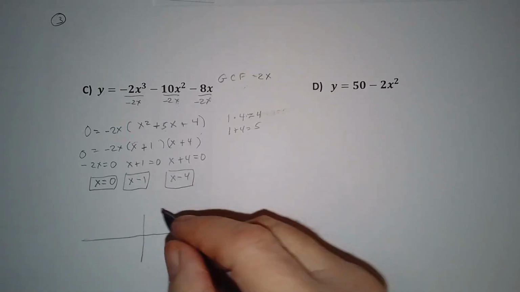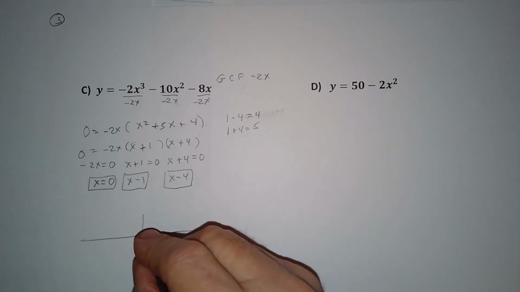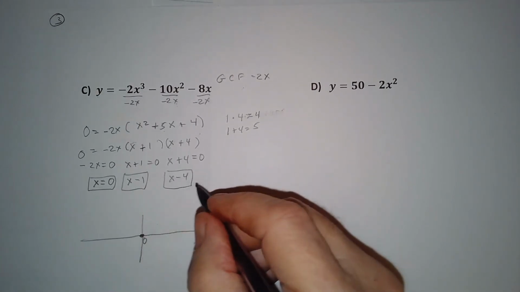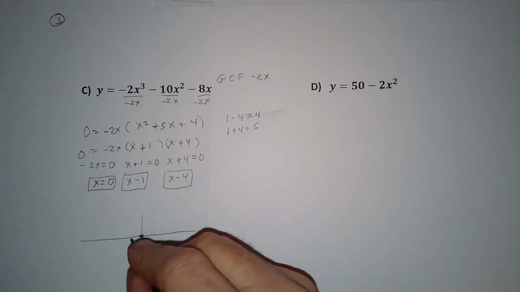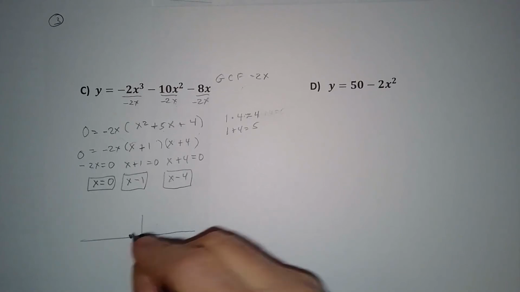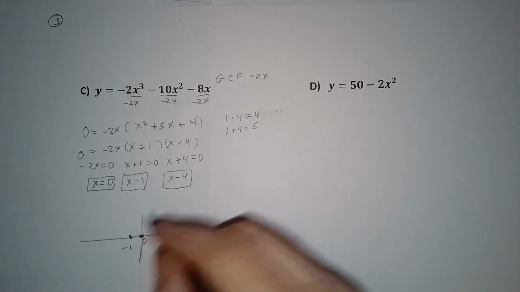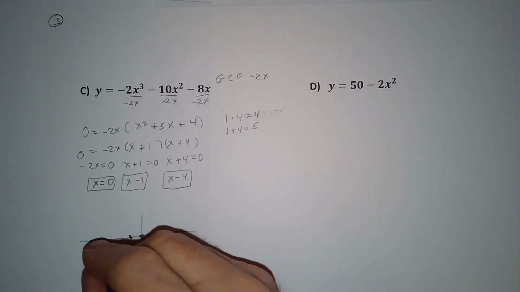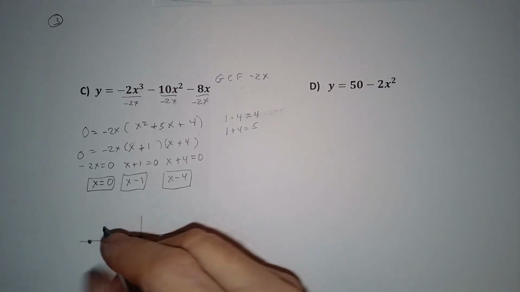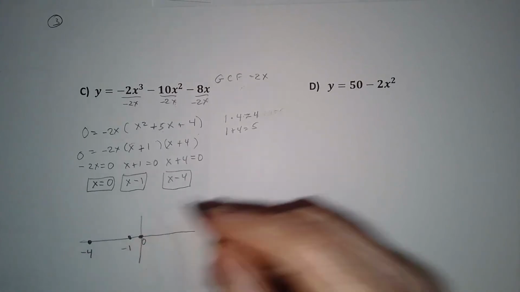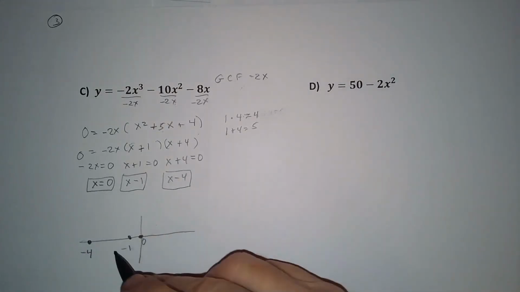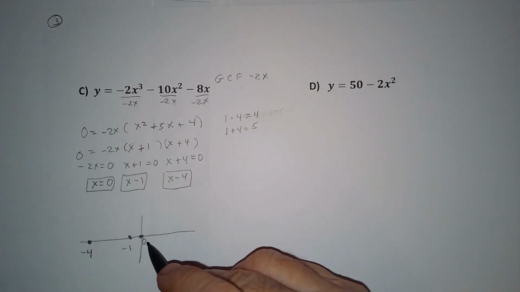So set up our graph here. We've got x at 0 here. You've got x at -1, so that's, I don't know, about here. And x is at -4, let's see, somewhere around here. Again, you don't have to be exact, right? Okay, so we've got the 3 zeros in.